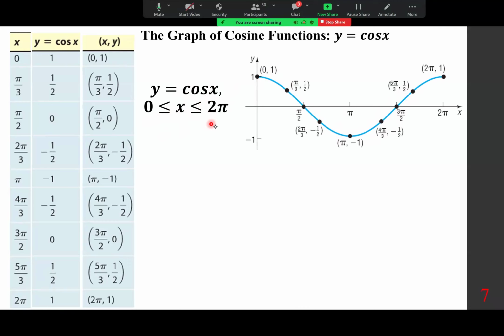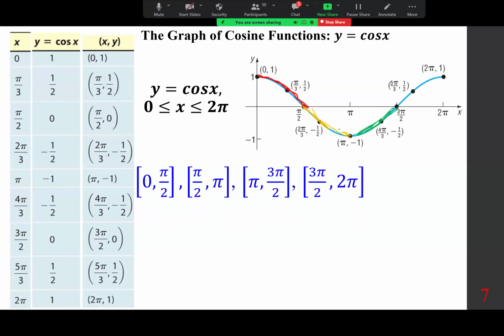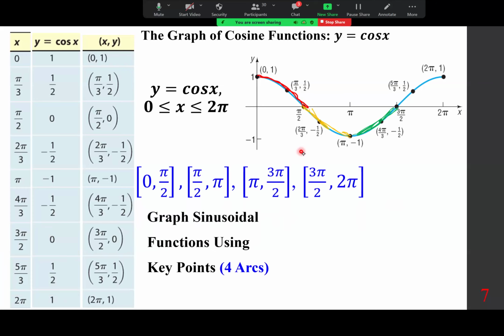So again, we can cut it into 4 pieces. This is one piece. One arc is here from 0 to pi over 2. One arc from pi over 2 to pi. One arc from pi to 3 pi over 2, and the blue one is from 3 pi over 2 to 2 pi. So that helps with the graph if you cut it into 4 sub-intervals in essence. So the graph is a sinusoidal, just like a sine function, using key points or 4 arcs.